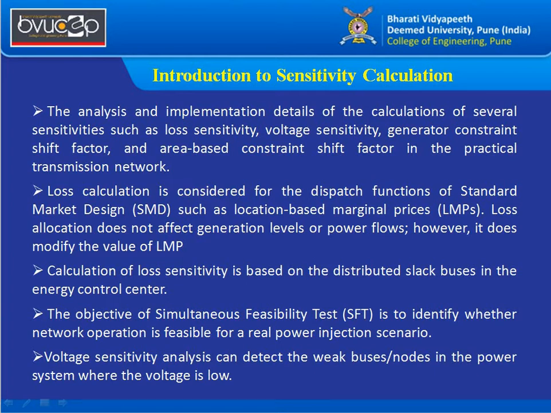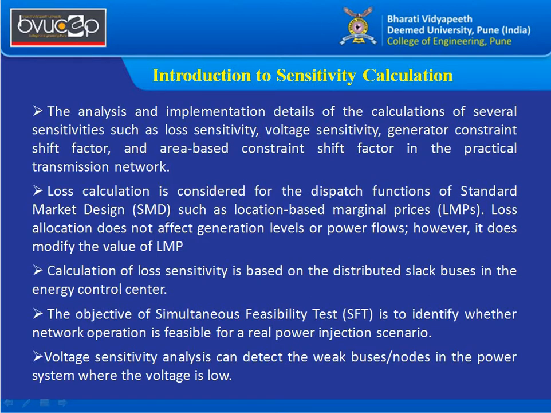The calculation of loss sensitivity is based on one of the distributed slack buses in the energy control center. This point is very important: we need to have one distributed slack bus. Usually we consider the usual slack bus, and an arbitrary slack bus can also be considered, but for this calculation we require a specific distributed slack bus because we are going to obtain the result at that particular bus. There is also the simultaneous feasibility test, which determines whether the network operation is feasible for power flow injection at that particular bus.